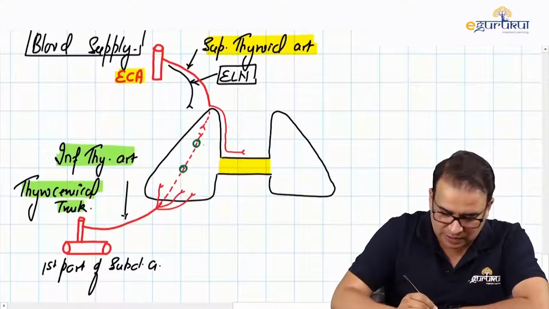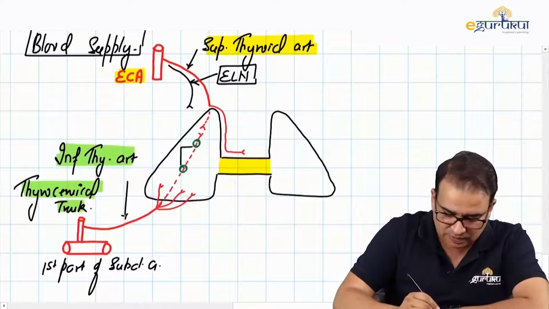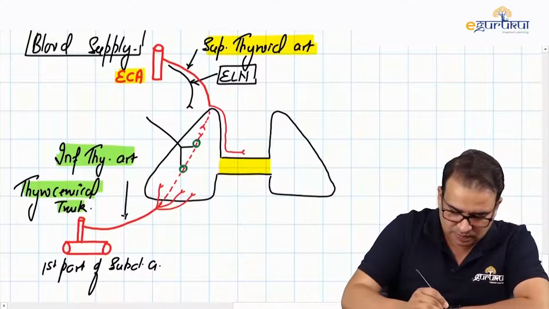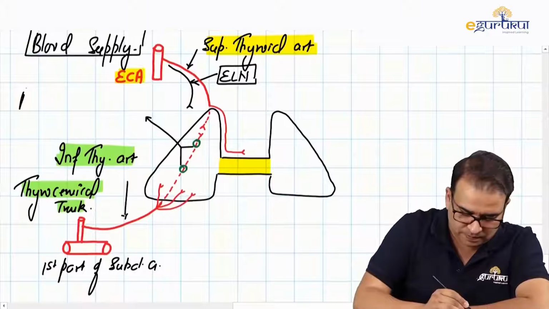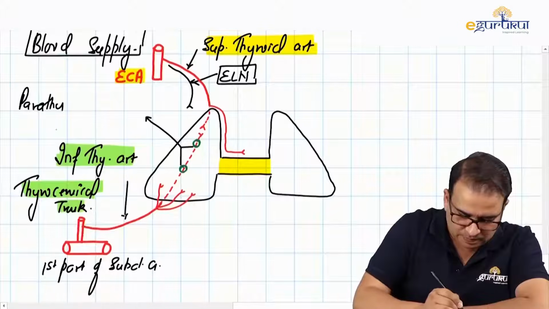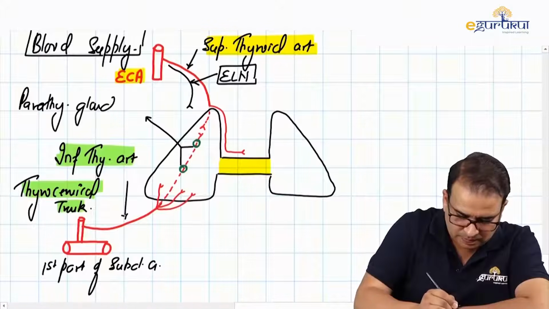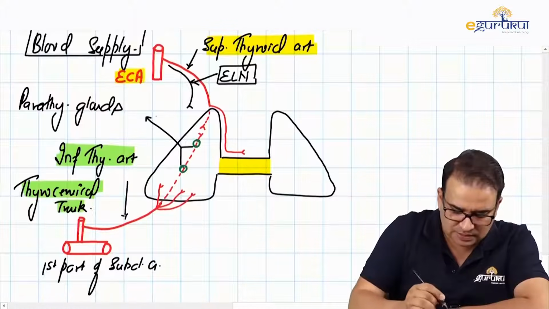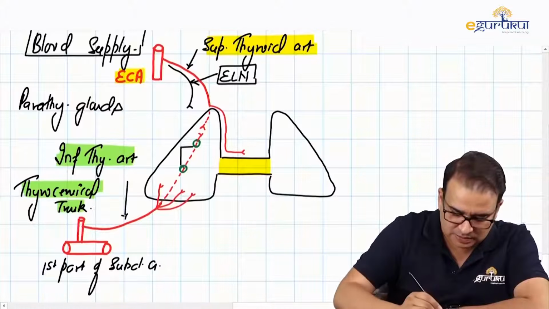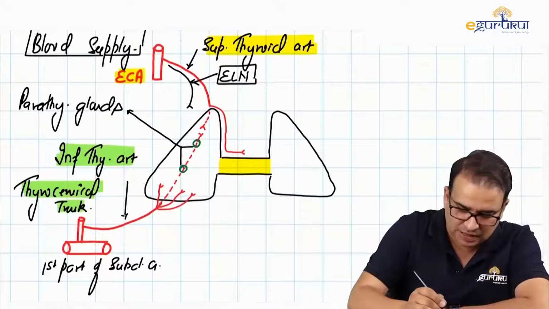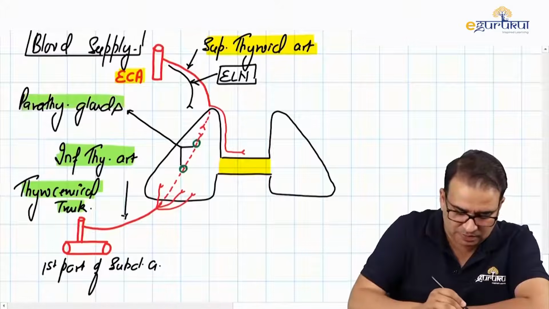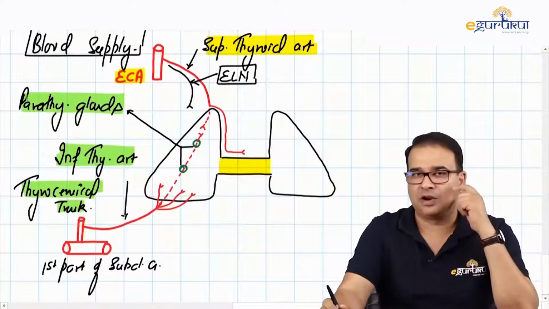If this is a superior parathyroid gland and that's an inferior, so these are the parathyroid glands, and I said the parathyroid glands' blood supply, as you can see, is mainly coming from the inferior thyroid artery. I'm giving it the same shade only.